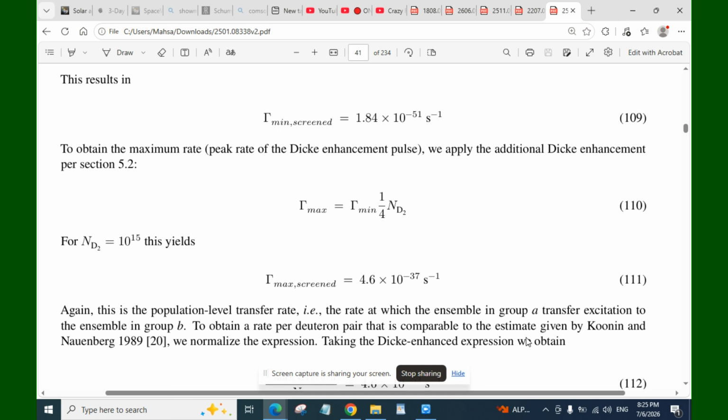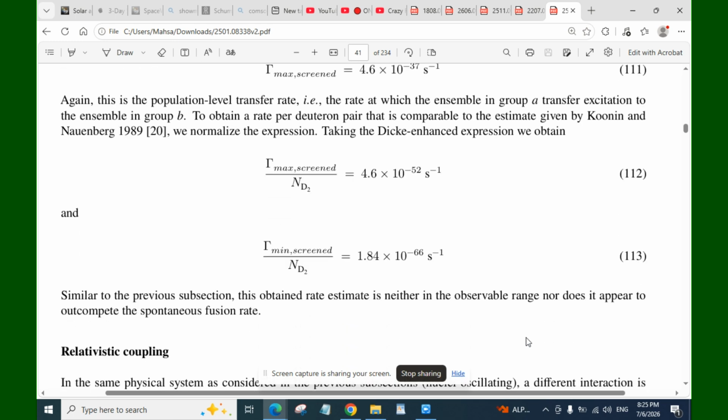To obtain the maximum rate, the peak rate of the decay enhancement pulse, we apply the additional decay enhancement per section 5.2. Tau maximum is equal to tau minimum multiplied by 1 quarter of n deuterium for n deuterium is equal to 10 to the power of 15. This yields tau maximum screen is equal to 4.6 multiplied by 10 to the power of minus 37 1 per second. Again, this is the population level transfer rate.